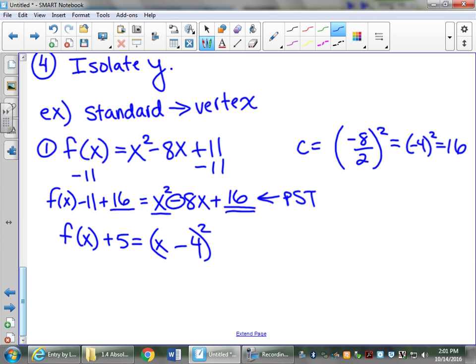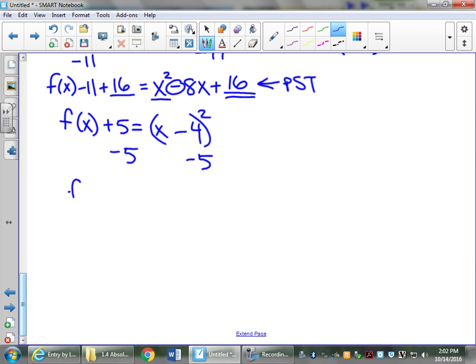You can see now that this is in the x minus h format. We're missing our k. So if I look on the left-hand side, I still have that plus 5 there. The y is not isolated. So we're going to subtract that 5 over to the other side. And that will give us f of x equals x minus 4 squared minus 5. And now we are in y equals a times x minus h squared plus k format, which is vertex form.